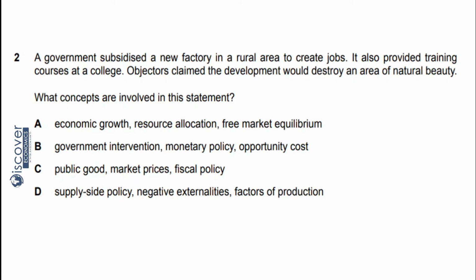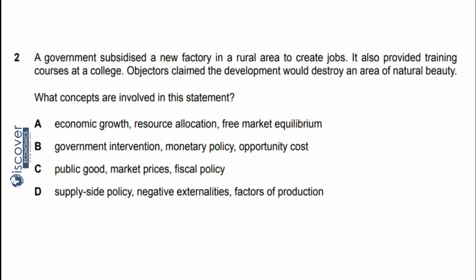So let's see what the choices are. A: economic growth, resource allocation, free market equilibrium. Now see, economic growth is happening, resource allocation is also happening, but free market equilibrium can't be done, because one single factory will do nothing in macroeconomics. So this is part of microeconomics. So this A is not going to be the answer.